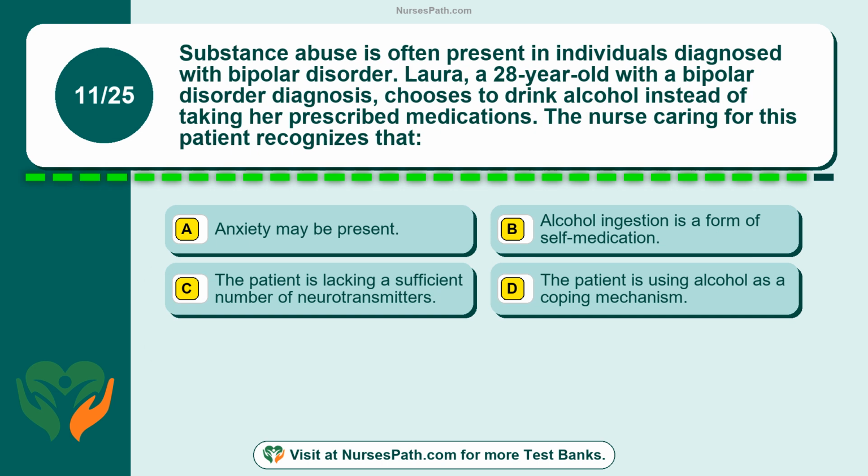Question 11. Substance abuse is often present in individuals diagnosed with bipolar disorder. Laura, a 28-year-old with a bipolar disorder diagnosis, chooses to drink alcohol instead of taking her prescribed medications. The nurse caring for this patient recognizes that Option A, anxiety may be present. Option B, alcohol ingestion is a form of self-medication. Option C, the patient is lacking a sufficient number of neurotransmitters. Option D, the patient is using alcohol as a coping mechanism.